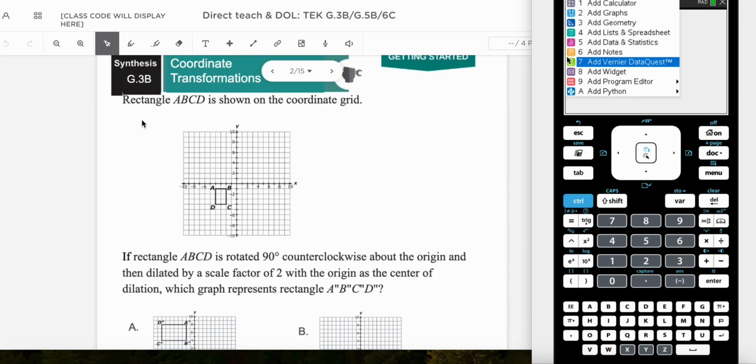Okay. It says rectangle ABCD is shown on the coordinate grid. If rectangle ABCD is rotated 90 degrees counterclockwise about the origin and then dilated by a scale factor of 2 with the origin as the center of dilation, which graph represents rectangle A'', B'', C'', D''?